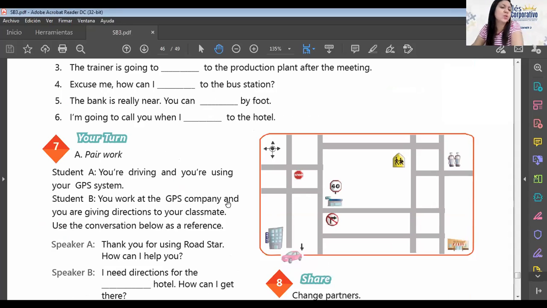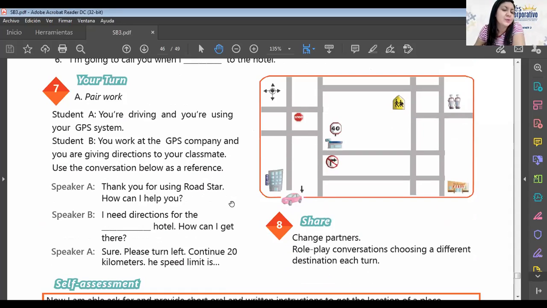Activity number seven. Your turn. Pair work. Student A, you are driving and you are using your GPS system. Student B, you work at the GPS company and you are giving directions to your classmate. Use the conversation below as a reference.